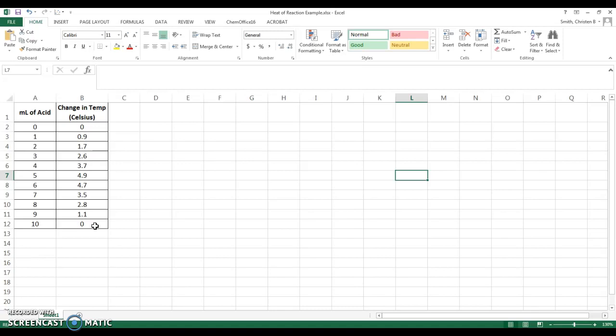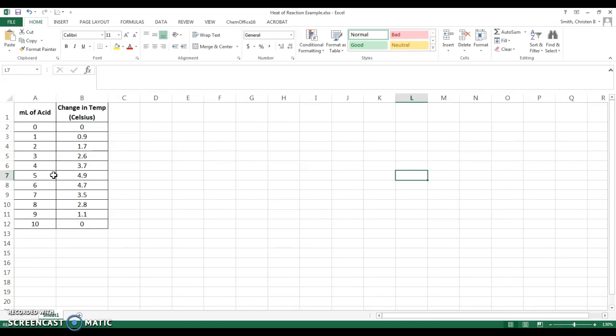To make this graph, you need 2 lines, and your 2 lines are going to be separate series on the graph. To begin, what I want you to notice with your data set is the maximum change in temperature. What I can see from my data is that the maximum change in temperature that I observed was 4.9 degrees Celsius. And this happened when I had 5 milliliters of acid. I'm going to call this point my delta T max, when I saw the greatest change in temperature.